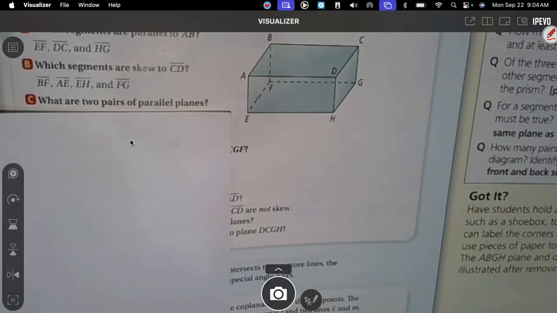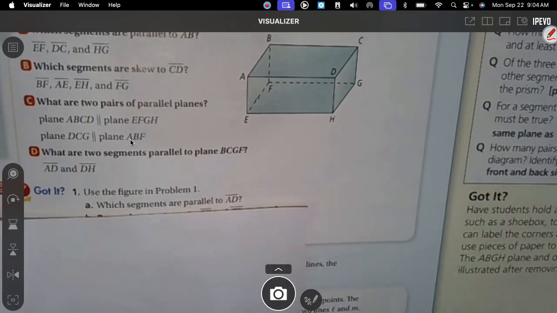parallel and skew. Are y'all cold? No. I'm freezing. Okay.